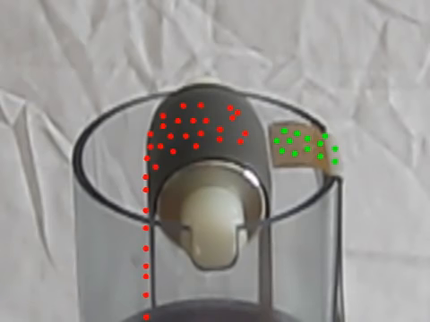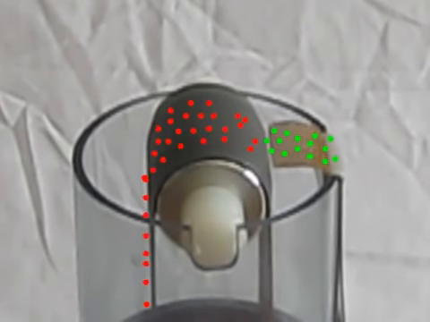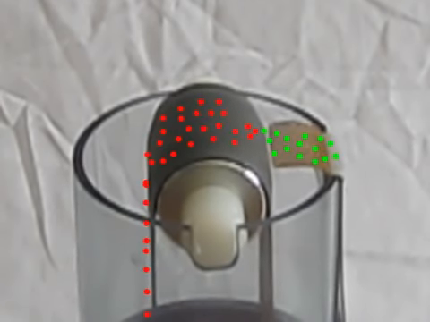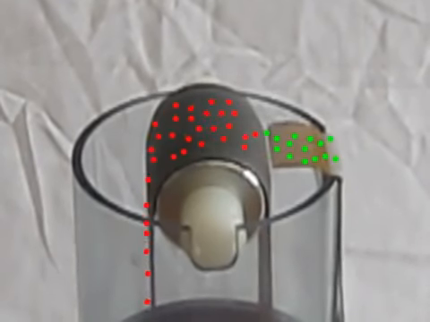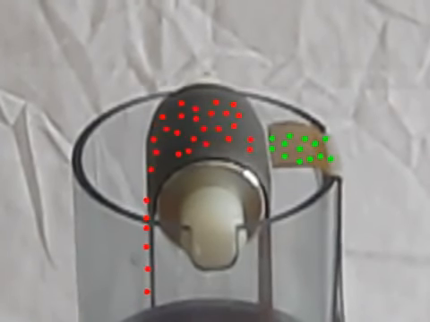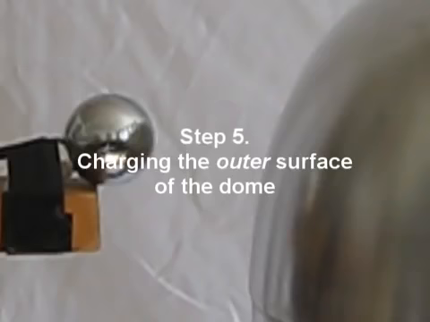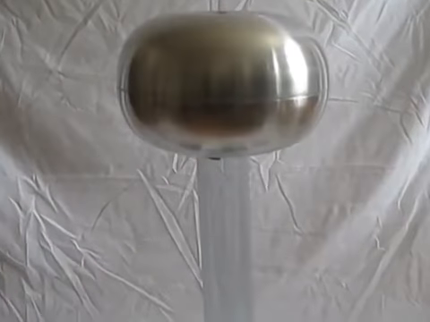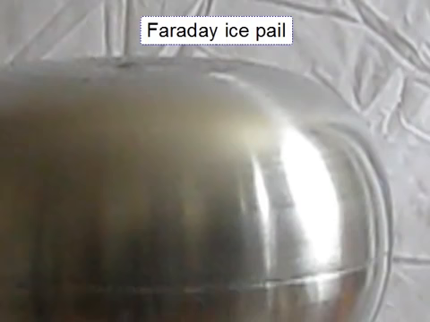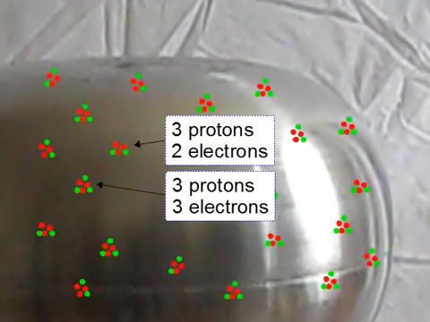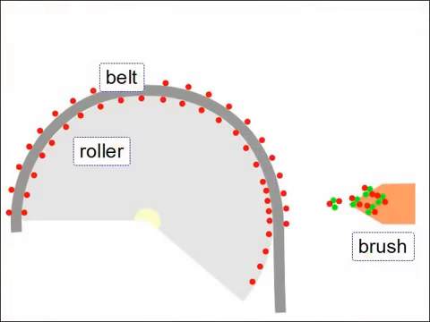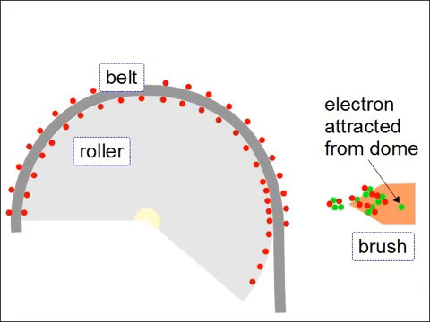Anyway, that's how charge, in this case in the form of electrons, is moved from the brush to the belt. But where do the extra electrons come from? We'll find out in our final step, step 5. The final step is the charging of the outer surface of the top dome due to the Faraday ice pail effect. In this Van de Graaff generator, that charge will be a positive charge. The outer surface of the dome will have more protons than electrons. This makes sense since in step 4 we were moving electrons from the top brush to the belt.